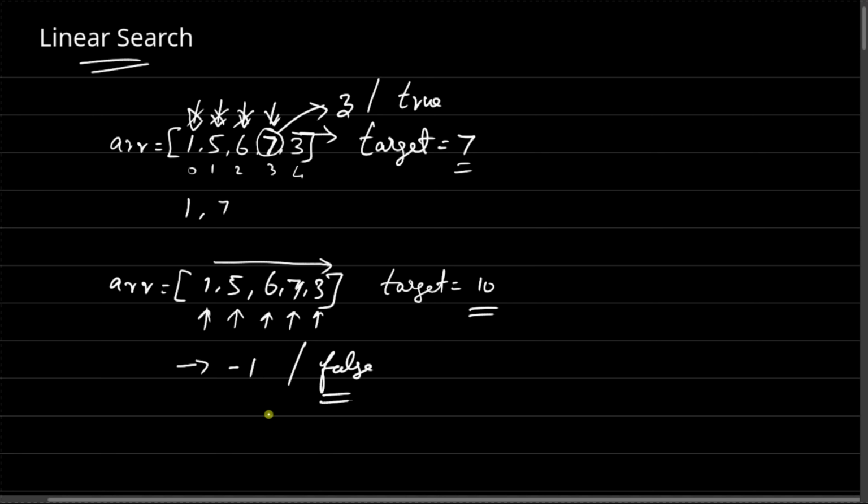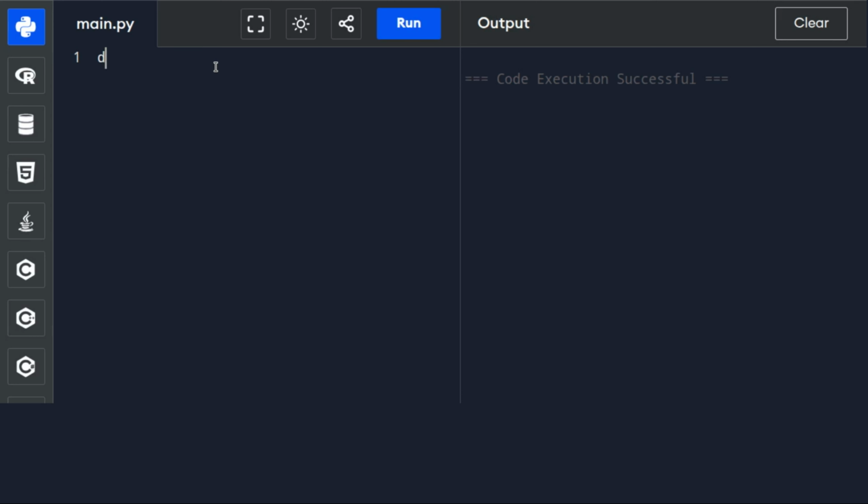Let's move to the code editor and let's write the code. First of all, define the linear search function. It receives two arguments, the array and the target value. And I'm going to store the length of the array in the variable n. Let's write the for loop. This for loop will run from 0 to n minus 1.